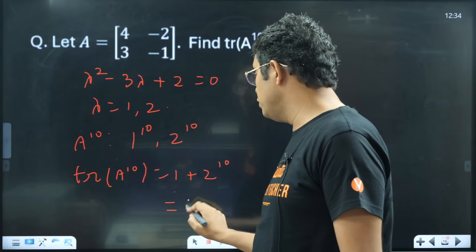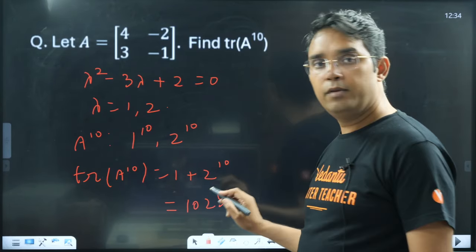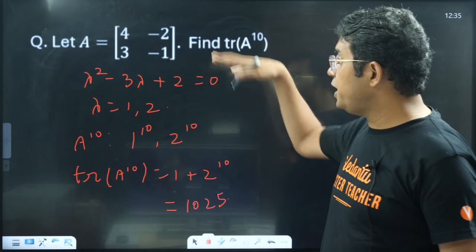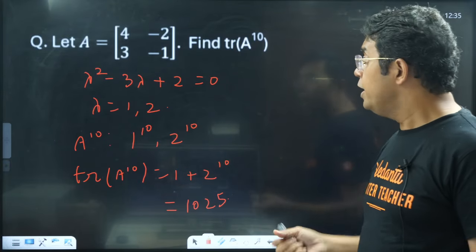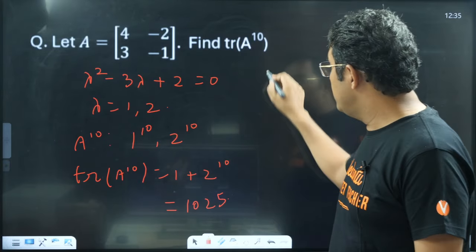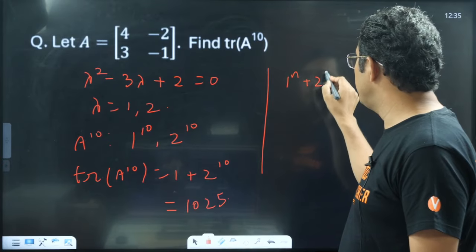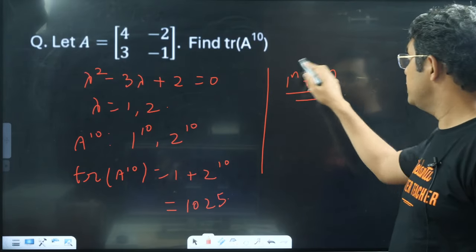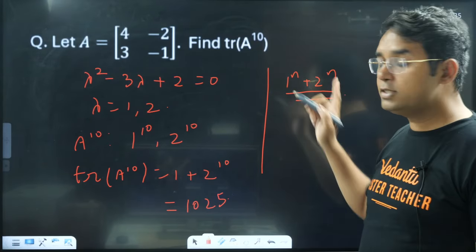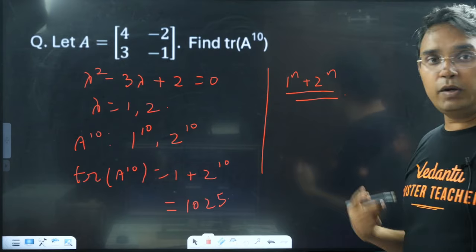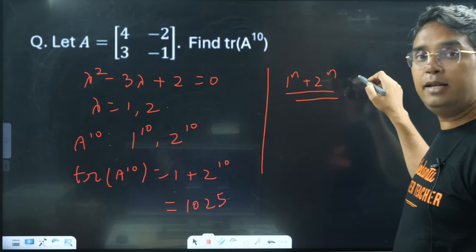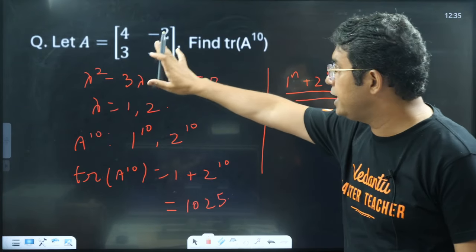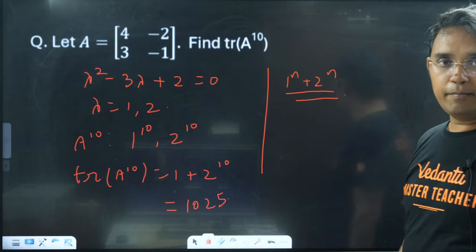I think the answer is 1025. Now if you try to find the pattern for A square, A cube and so on, you will find it will always be 1 power n plus 2 power n. Here you can see it is 4 minus 1, 3. So it is coming out to be 3 for n is equal to 1. And then if you do A square, A cube, for any n, 2, 3, 4, 5 up to 10 or more also, you will always get the trace equal to this.